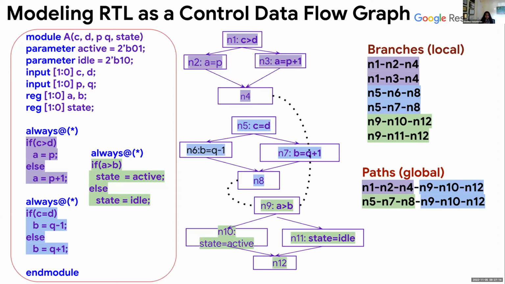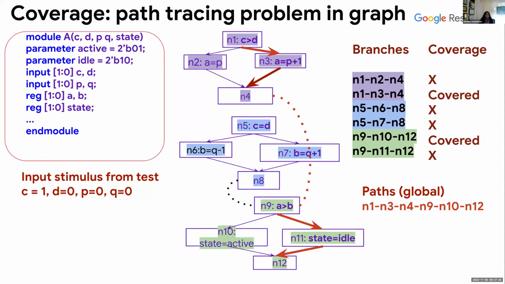So there are paths, there are branches, and there are nodes in this graph. And each of these nodes is represented by N with an index. Our first problem that we tried to design DeepVec for was connected to tracing coverage, or defining coverage. Coverage in this graph can be defined as the following.